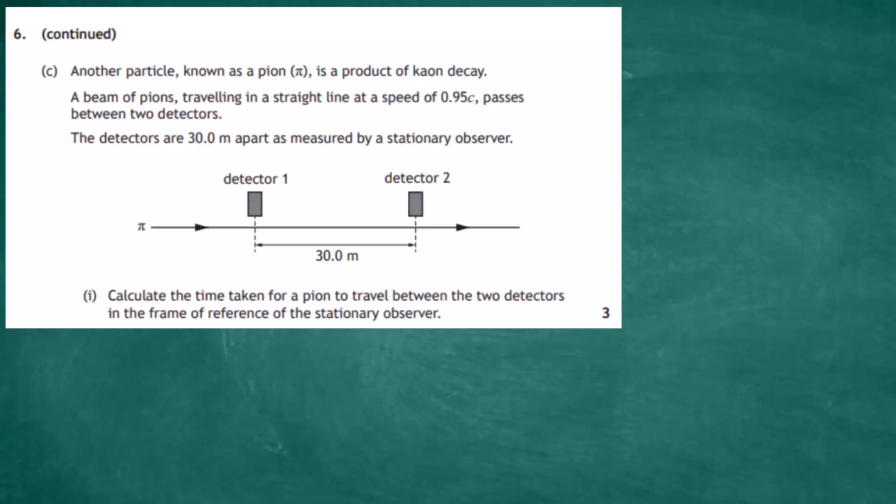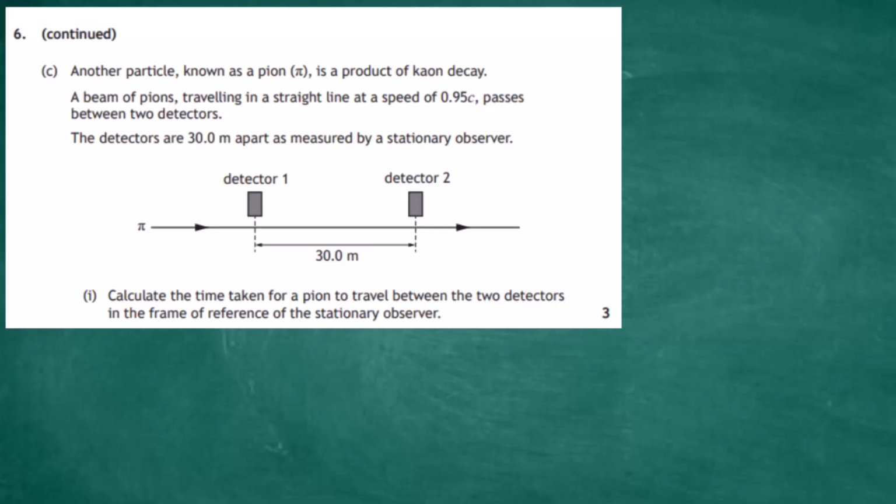Question 6 continued, part C. It says another particle known as a pion, that's pi, is a product of the kaon decay. And a beam of pions travelling in a straight line at a speed of 0.95 c passes between 2 detectors, as shown, detector 1 and detector 2, and the detectors are separated by a distance of 30.0 metres. And for 3 marks, we have to calculate the time taken for a pion to travel between the 2 detectors in the frame of reference of the station observer.